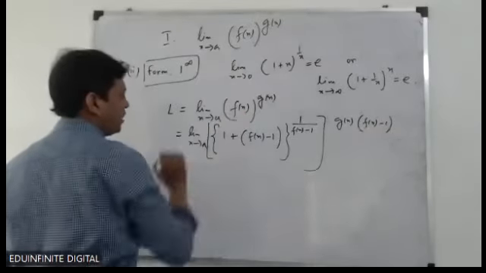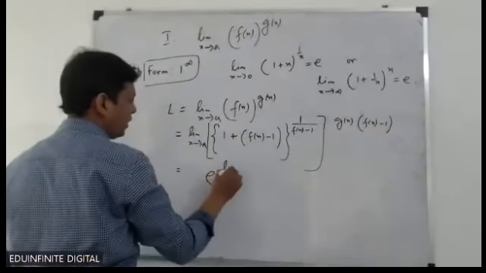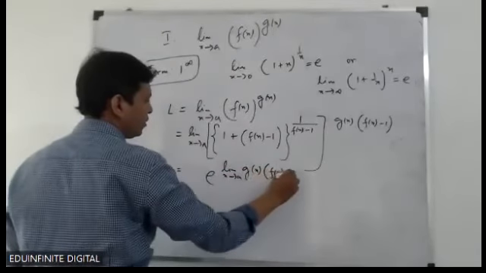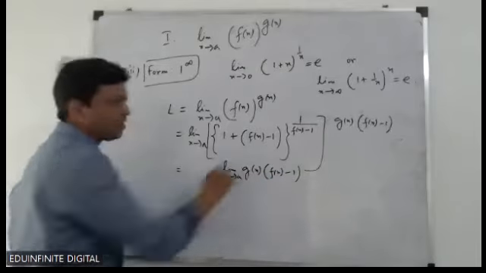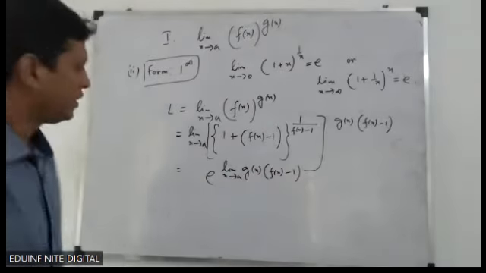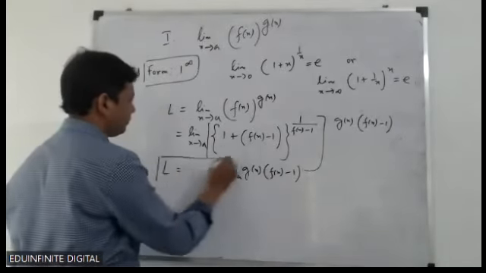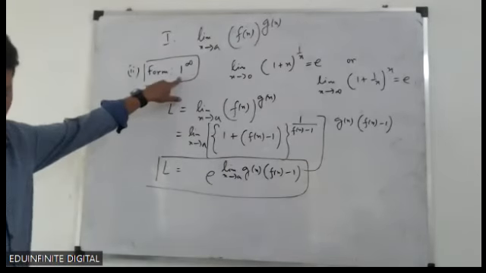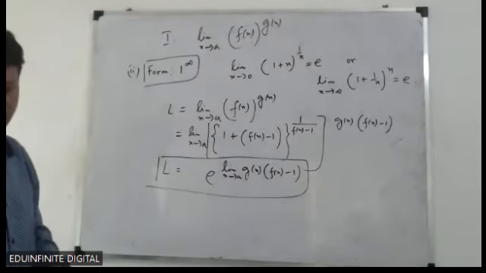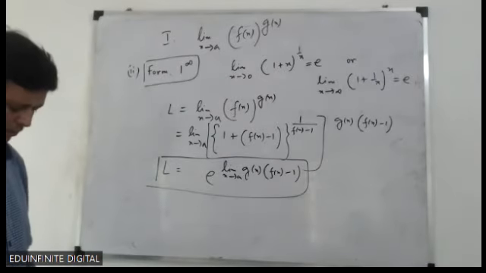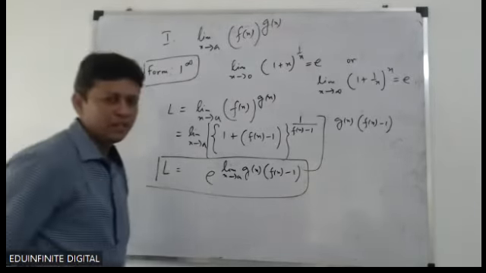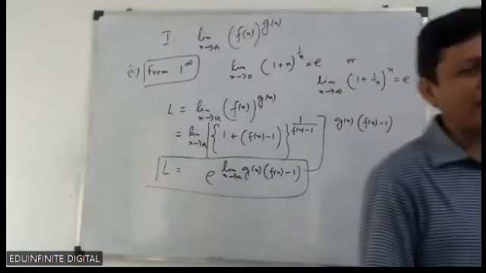So this is actually e to the power limit x tends to a of g(x) into f(x) minus 1. You can use this directly in MCQ problems, directly this result, without any calculation. If your form is 1 to the power infinity, you can write directly this result. These are the rules actually, you can directly apply to calculate very quickly.